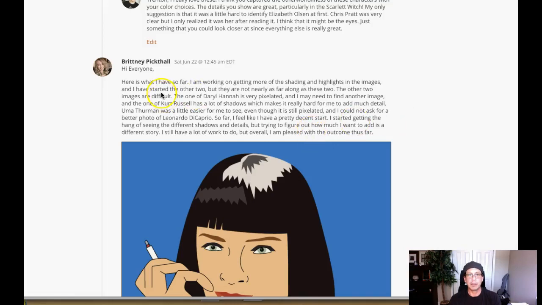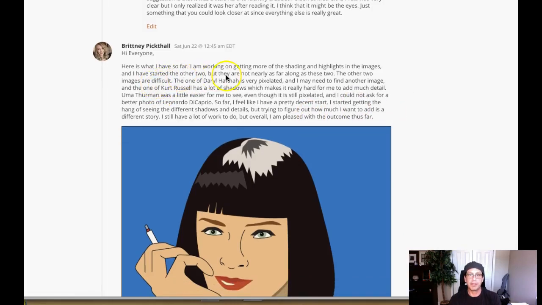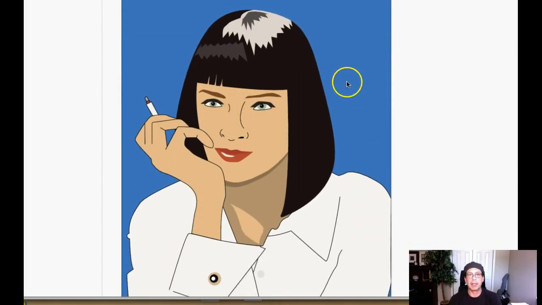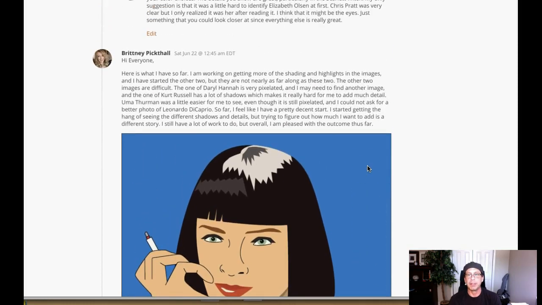Okay, so just kind of looking at some of your writing here, I want to address this because this is really important stuff. So, starting out with not nearly as long as these two. So, working on shading and highlights, that's the name of the game, right? I mean, once you get your hard line established, it's really about developing depth, dimension, and volume by using shading and highlight techniques.